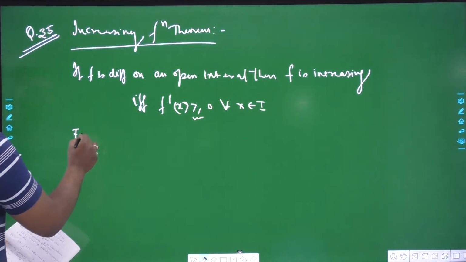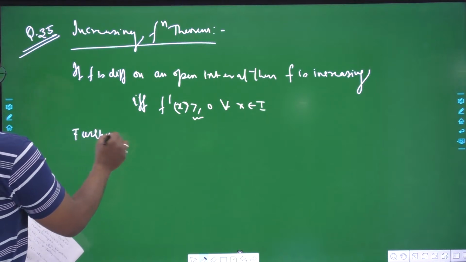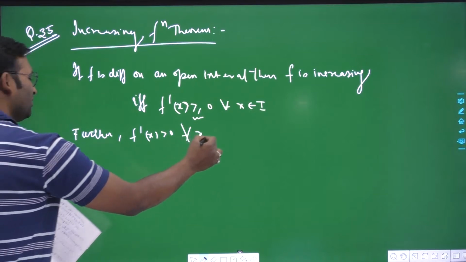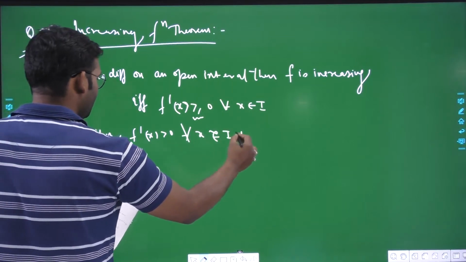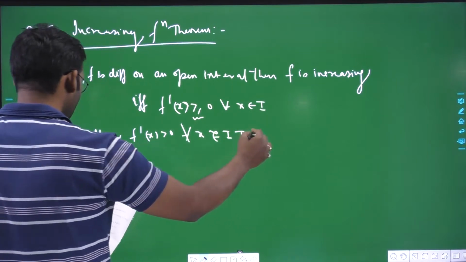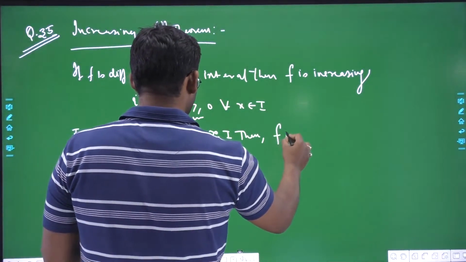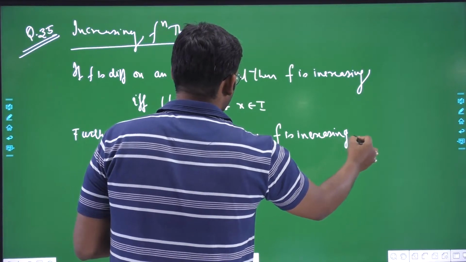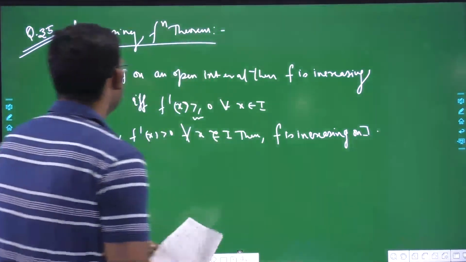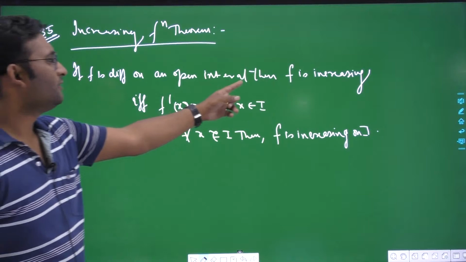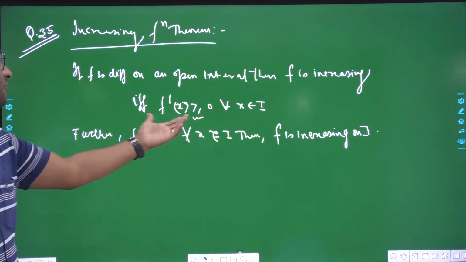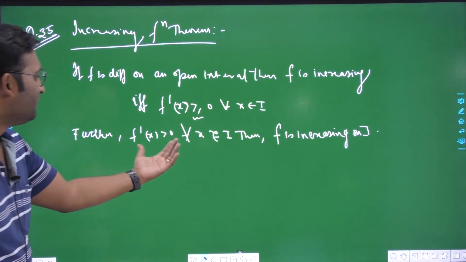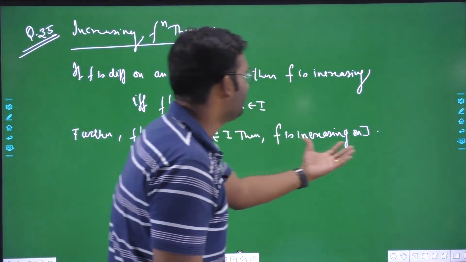Further, I can also state, so this is your theorem, that if your f dash x is greater than 0 for all x belongs to I, then f is increasing on I. So in general, note that if f is differentiable on an open interval, then f is increasing if and only if f dash x is greater than or equal to 0. Further, I can also write that if f dash x is greater than 0 for all x belongs to I, then f is increasing on I.